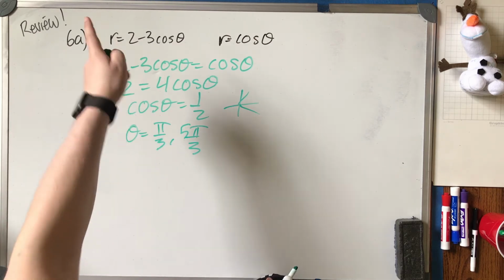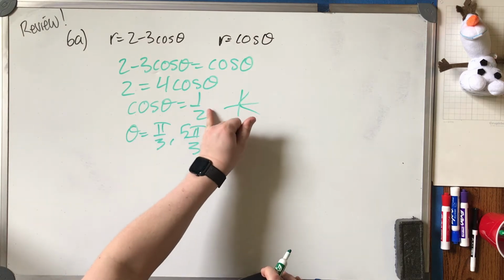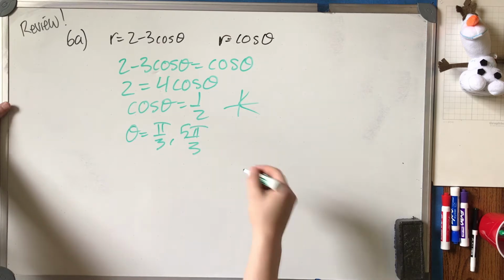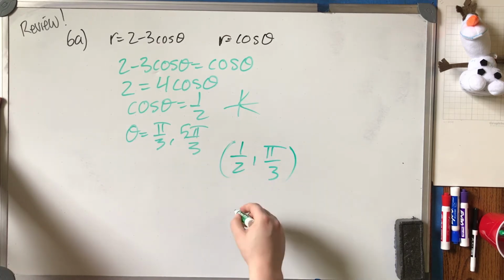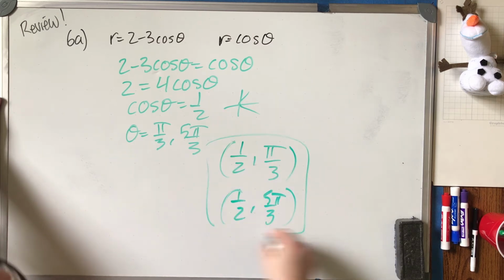And then I'm just going to take this and plug it back into one of the two equations. I'm going to plug it into this one, and remember that I know that at these angles cosine equals 1/2. So I just know my radius is going to be 1/2, so I get (1/2, pi over 3) as one point, and (1/2, 5 pi over 3) for the other point.